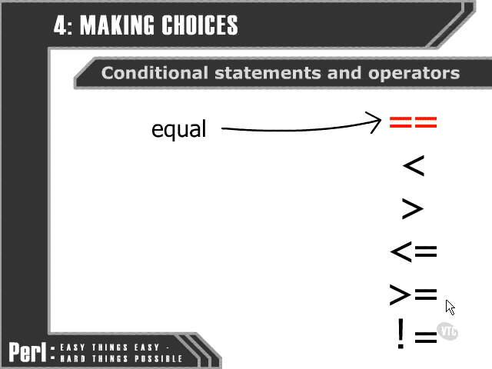First one here is equals. Now this looks very much like the assignment operator, except that we've used it twice. It's very important not to mix those two up, as we'll see in just a moment. But suffice it to say for now that when we get two of those signs together, that represents equality.